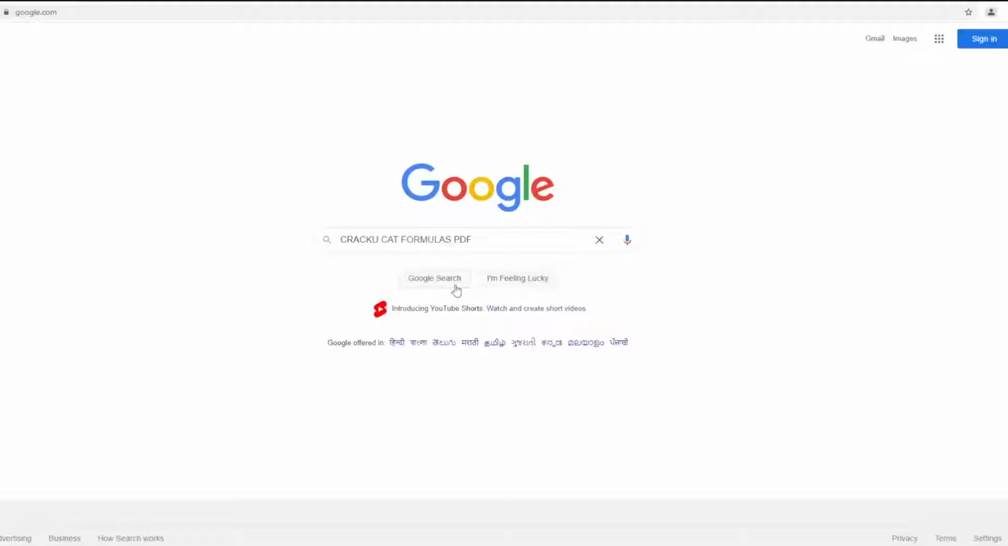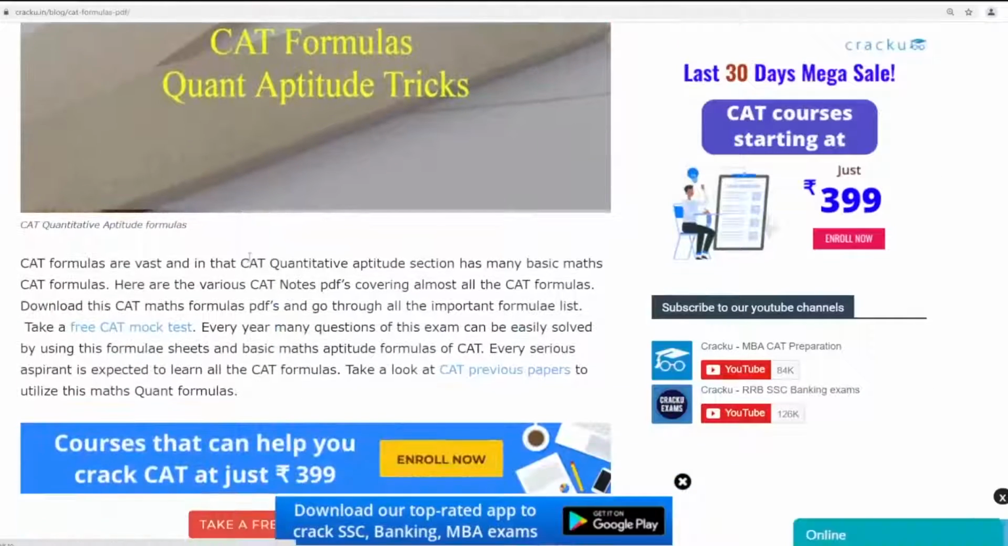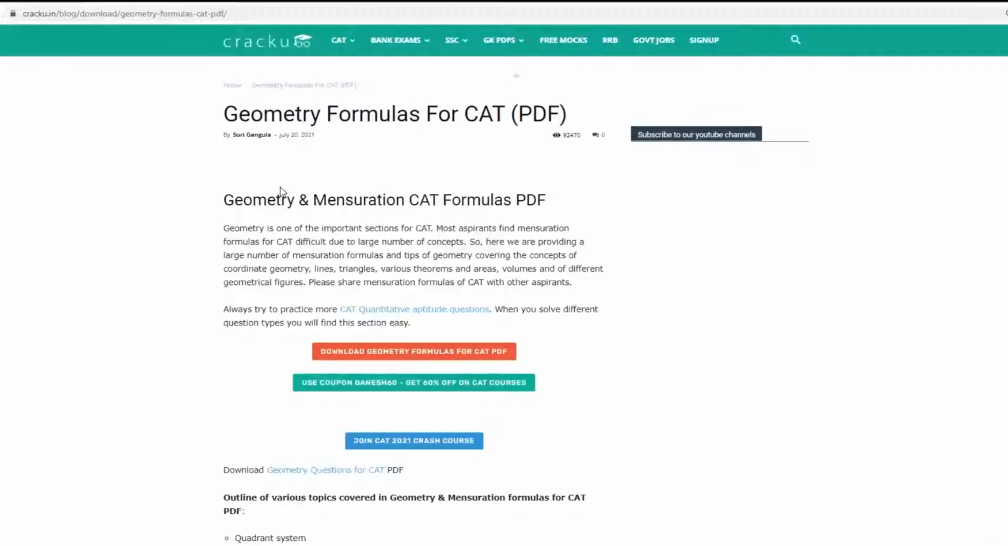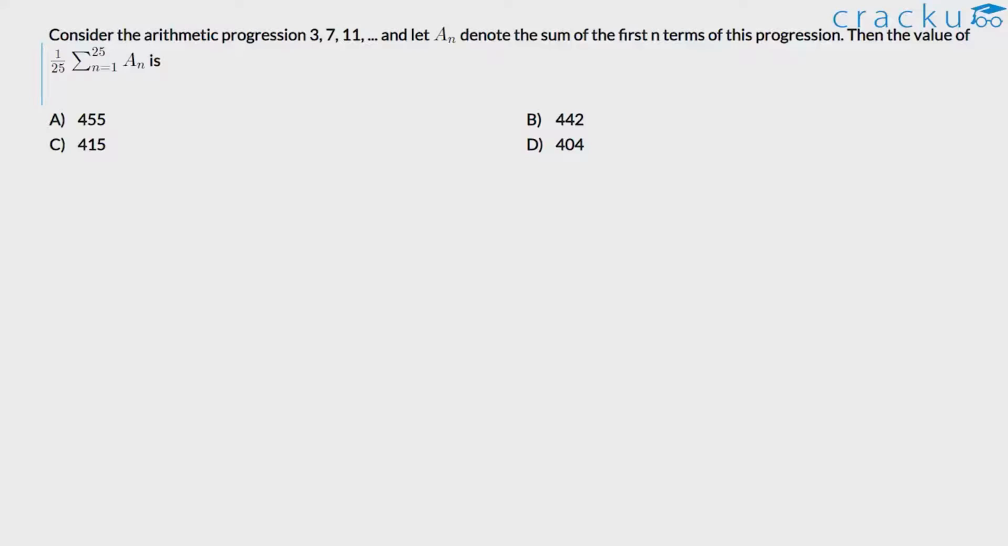Google search Krakow CAT formulas PDF. Click on the first link. You will get a list of topics for CAT. Click on one of the topics. Download the PDF to get a list of formulas for the topic.